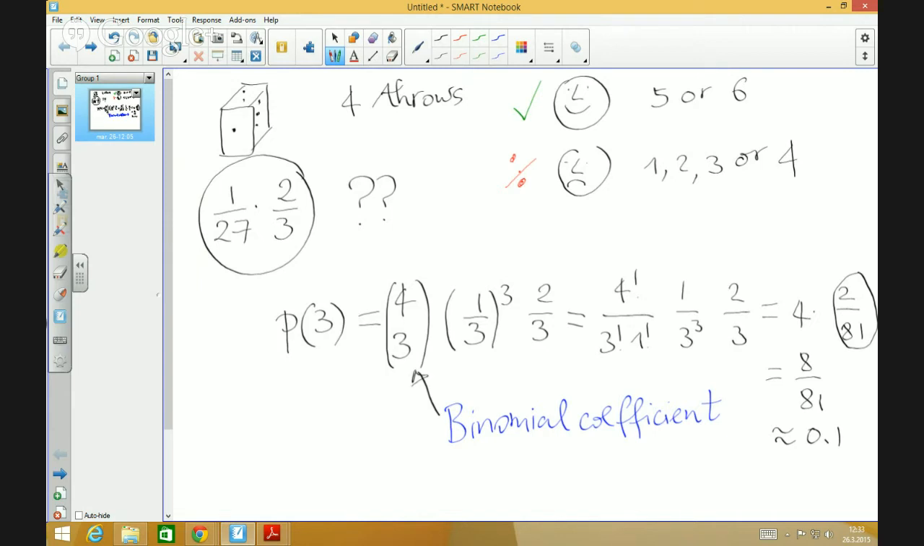Sorry? Okay, so 4 factorial, the question is here, 4 factorial divided by 3 factorial times 1 factorial, but 1 factorial is 1. So 4 factorial divided by 3 factorial is 4 times 3 factorial, because it's 4 times 3 times 2 times 1. That's why only the 4 remains.